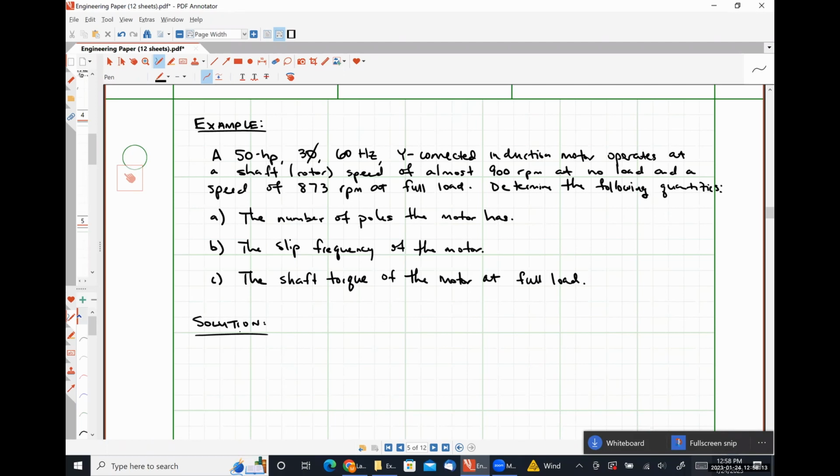Well, sure. Tell me what equation you think it is. All right. So NS, our synchronous speed, is equal to 120 F1 over P. We could rearrange that and find that our number of poles is going to be 120 F1 over NS. Absolutely correct, Casey. So that begs the question, what is F1 and what is NS?